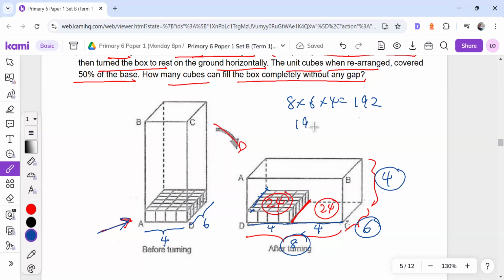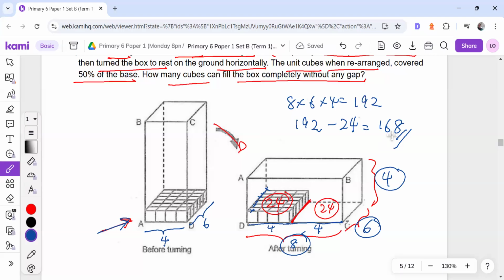But how many cubes are already inside? There are already 24 cubes. So how many more can you fill the box? So 192 minus 24, you can put another 168 more cubes. And then the box will be completely filled. Do you understand?